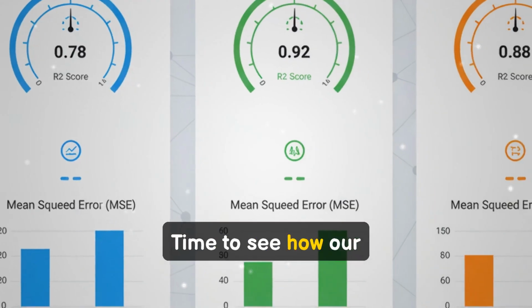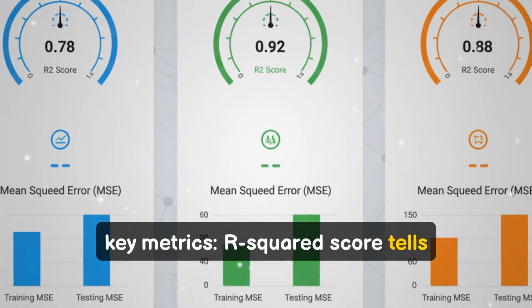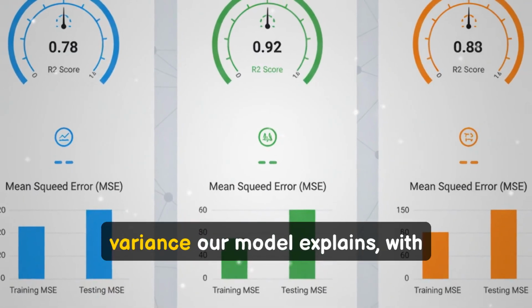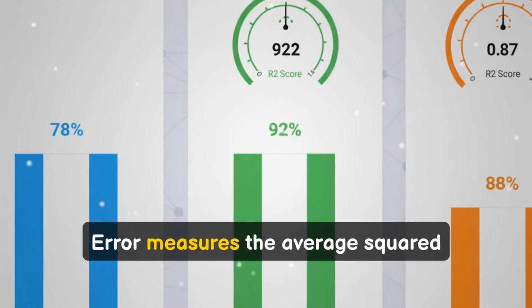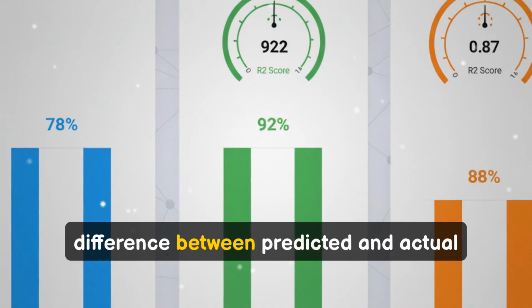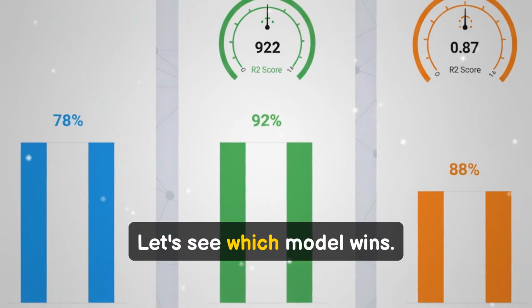Time to see how our models perform. We're using 2 key metrics. Our R-squared score tells us how much of the variance our model explains, with 1.0 being perfect. Mean squared error measures the average squared difference between predicted and actual scores. Lower is better. Let's see which model wins.